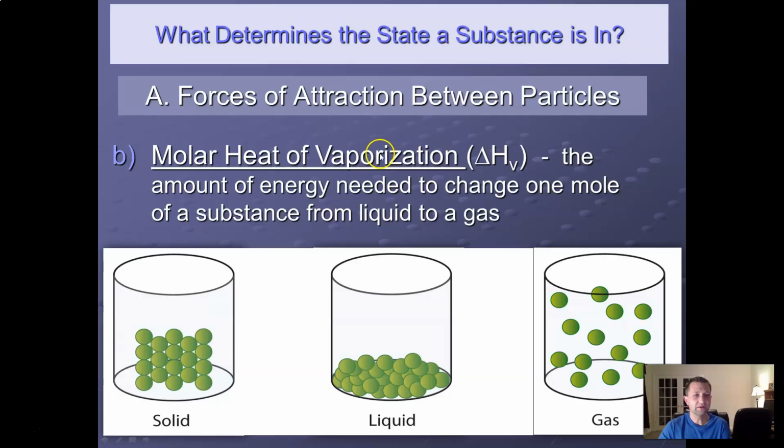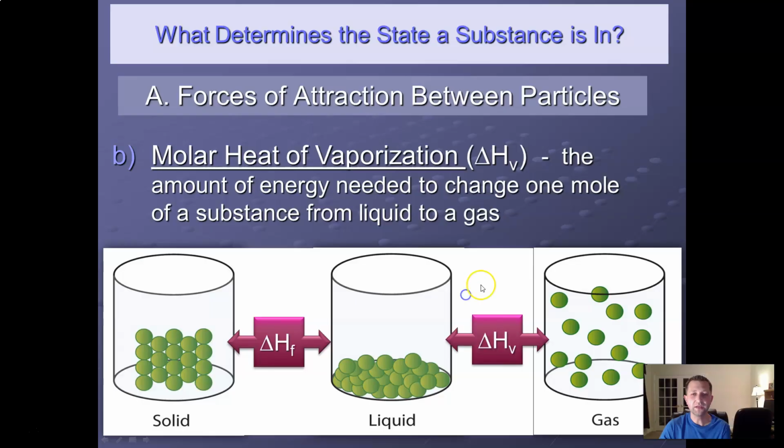Okay, we have another term here. We can go one step further, and what if we want to change a liquid into a gas? That's called molar heat of vaporization. Okay, delta HV. So we have molar heat of fusion, solid to liquid, and then molar heat of vaporization, liquid to a gas. So again, if you have a solid, you put energy into it. That's your heat of fusion to turn it into a liquid. If you're in the liquid state, put more energy into it, turn it into a gas, heat of vaporization.